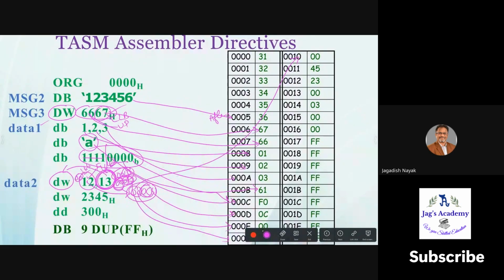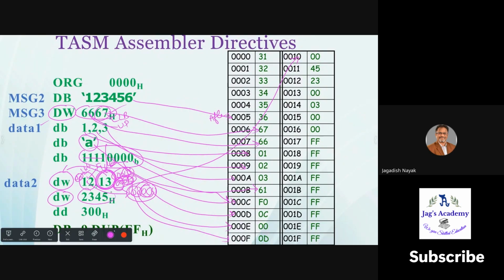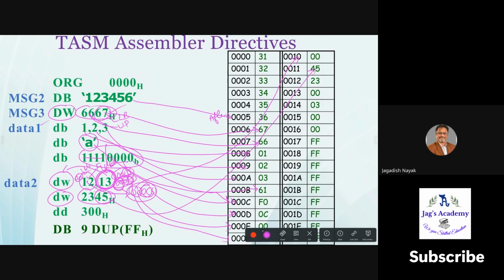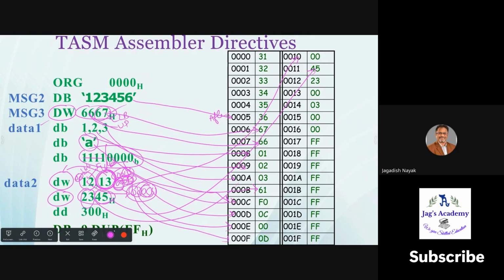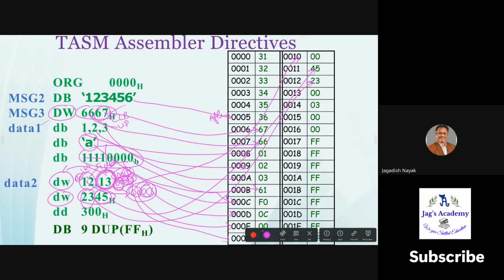Then DW 2345. So in the next location, 0011, 45 will come first, the lower byte, then the upper byte 23 will come next.